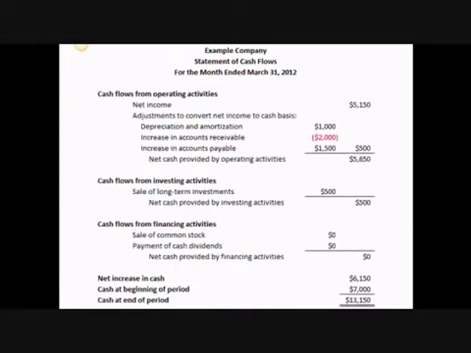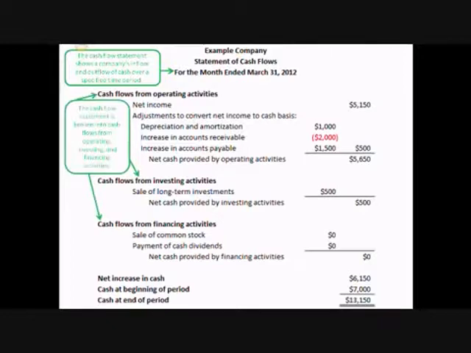The final financial statement that you'll need to learn is the statement of cash flows. The statement of cash flows is vitally important, as many small businesses fail not because of profitability issues, but because of cash flow issues. The statement of cash flows shows a company's inflow and outflow of cash over a specified period of time. The cash flow statement is broken into cash flows from operating activities, cash flows from investing activities, and cash flows from financing activities.